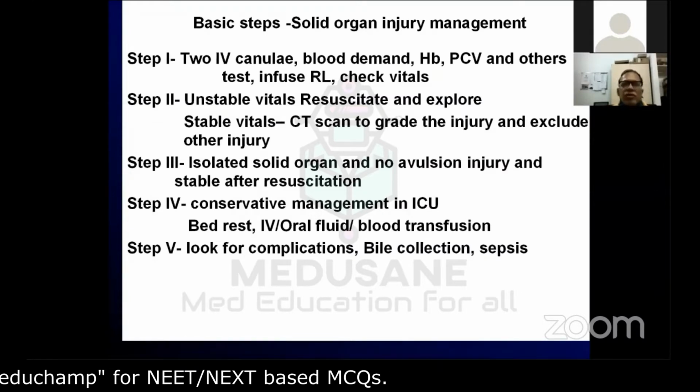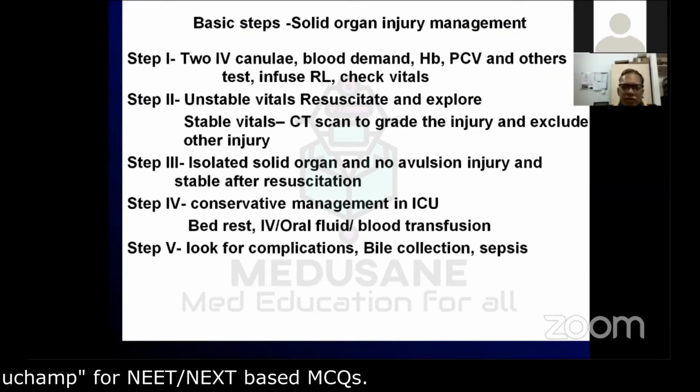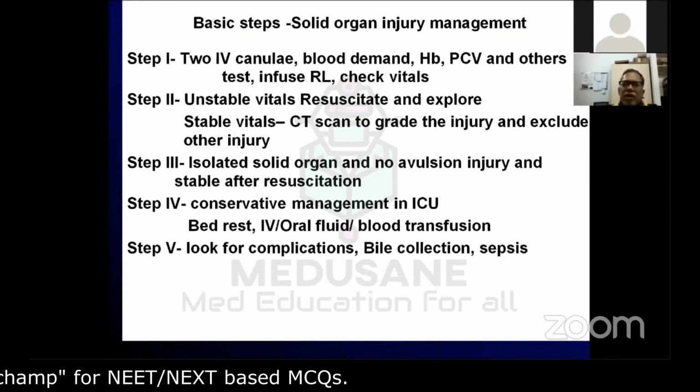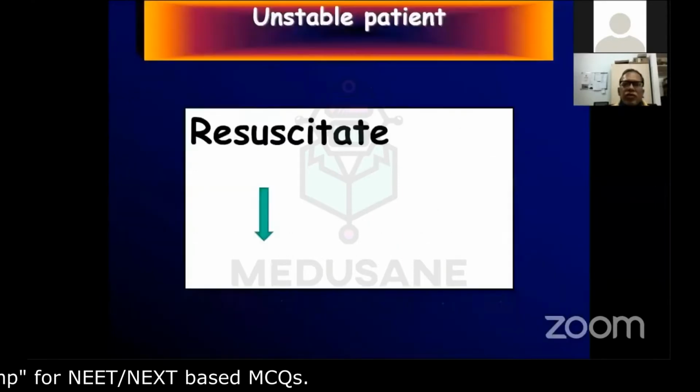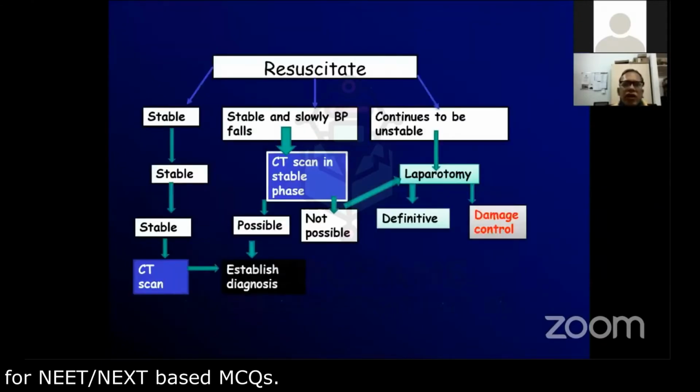If vitals are unstable, then resuscitate, explore the possibility of stable vitals. In other words, if the patient is unstable, resuscitate and make him stable. Isolated solid organ injury, without an avulsion injury, most of them can be managed conservatively. During resuscitation, there will be a few phases. One, if you see the flow chart, the patient remains stable throughout. That indicates slow bleeding and possibly the bleeding has stopped.